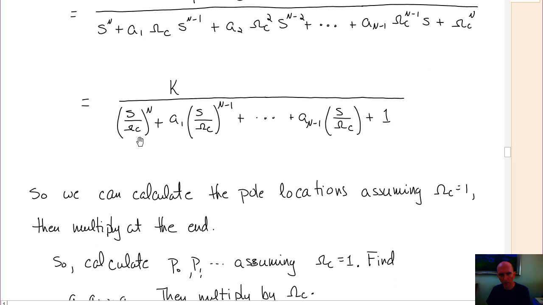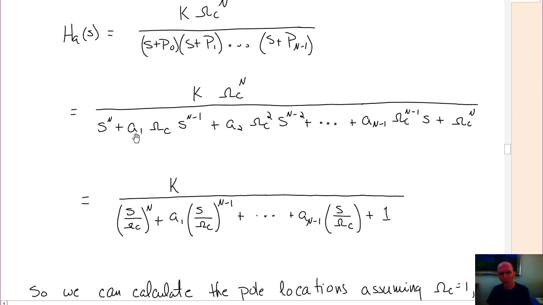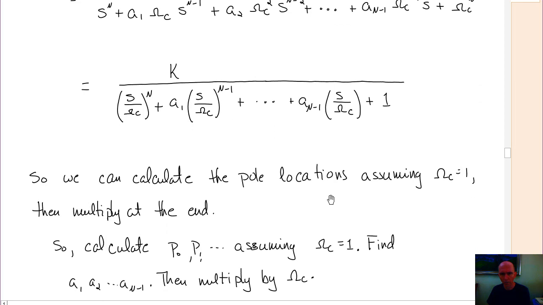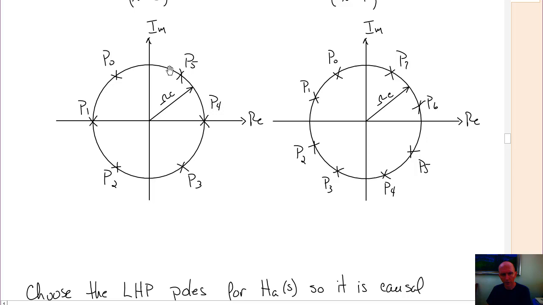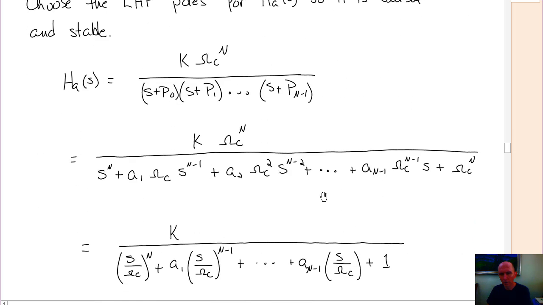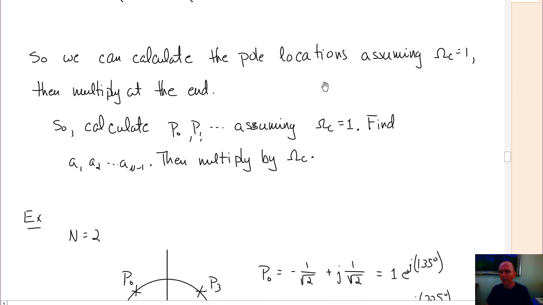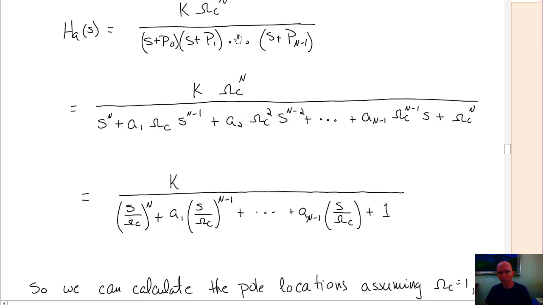In other words, we're going to calculate the a constants assuming that omega c is equal to 1. So we're going to calculate the pole locations assuming omega c is equal to 1. So in this graph, omega c we're going to choose equal to 1. We find the a's, so we find where the poles are. Once we know where the poles are, we multiply them through and we get this function here. And then that would give us the constant a's, and then we can multiply by omega c to get the final polynomial.